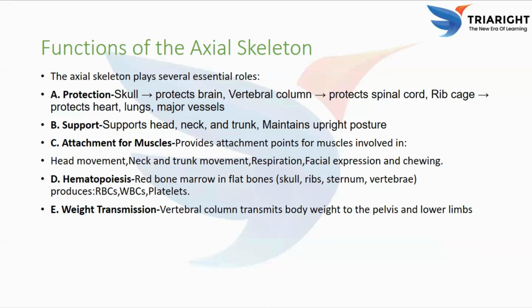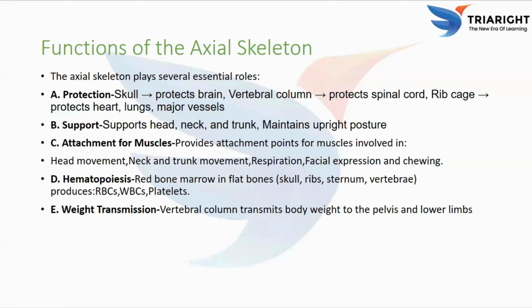The next function is attachment for muscles. It provides strong attachment points for many important muscles involved in, for example, head movement, neck and trunk movement, breathing, which is respiration, facial expressions like smiling and frowning, and also chewing. These muscles need bones to attach to, because the axial skeleton acts like a central anchor.